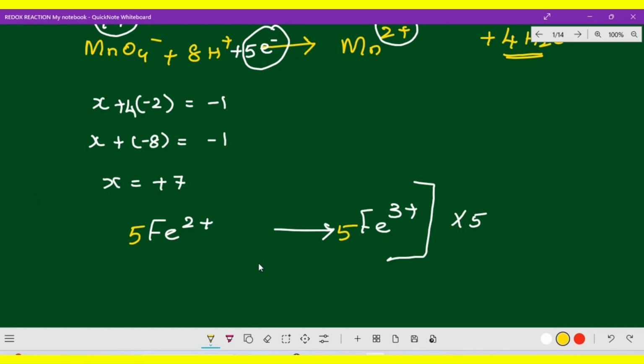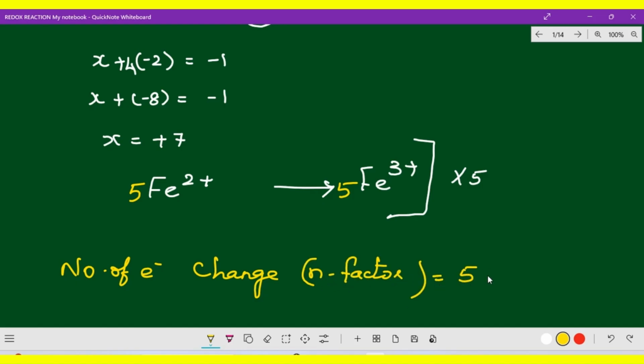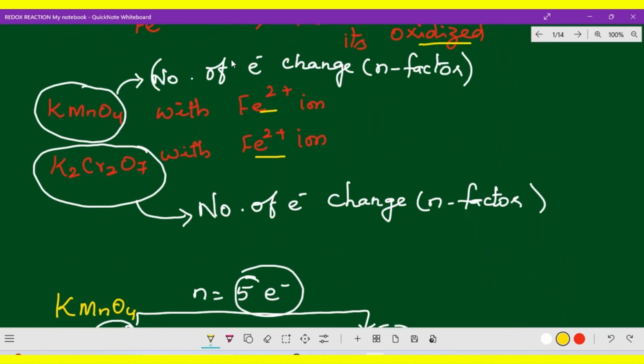So that means the number of electrons change is the N factor. The N factor we can also say as the number of moles, the number of electrons change, the valency factor, that is also what we can say. Okay, so there are so many names. Here we can identify the number of electrons change, which is the N factor. So this is 5 electrons. That is what I just mentioned clearly here. So what are the points to identify? For KMnO4, the number of electrons change is 5. Okay, 5 electrons change, so I just mentioned it here.